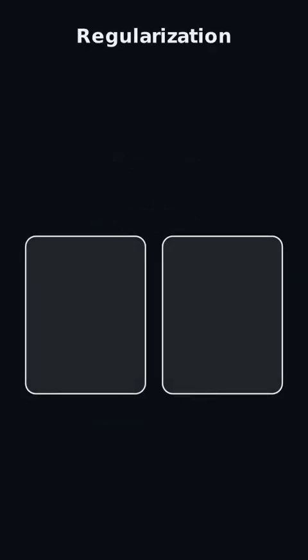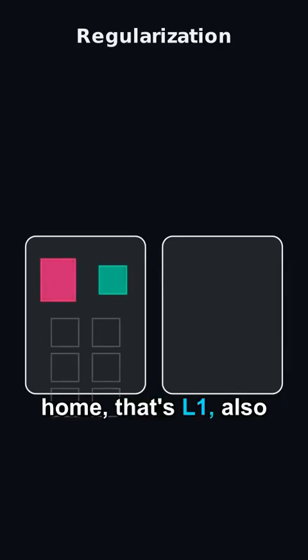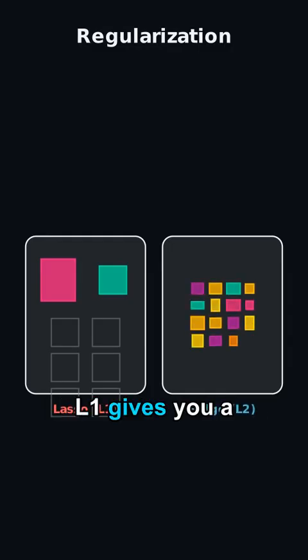So next time you're packing, remember, if the fee is linear, you leave the heavy junk at home. That's L1, also called lasso. If the fee is quadratic, you bring everything but miniaturized, that's L2 or ridge. In machine learning, L1 gives you a sparse, interpretable model that ignores irrelevant features. L2 gives you a dense, stable model that tames every weight. Same penalty idea, utterly different result because of a corner versus a curve.